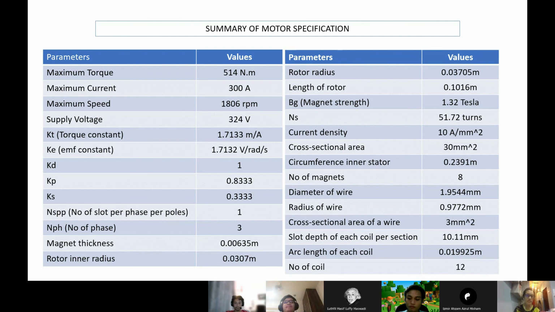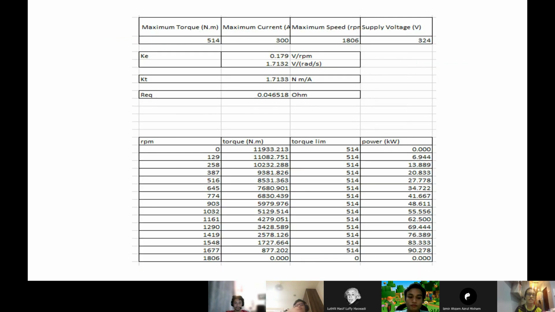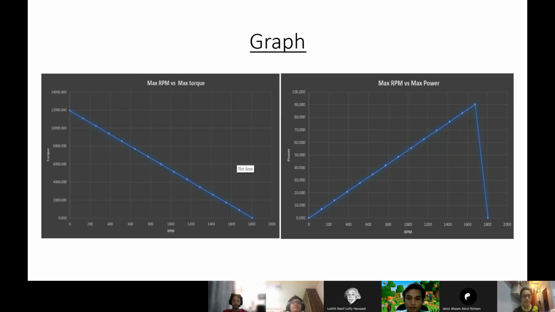You can look at it for a while. Next, this is the Excel table for making our graph. Here's the torque. We use the increment of 129 to find our RPM. So 0 plus 129, we got 129, plus 129 again, we got 258, until 1,806. So here is our increment. And lastly, here is our graph.